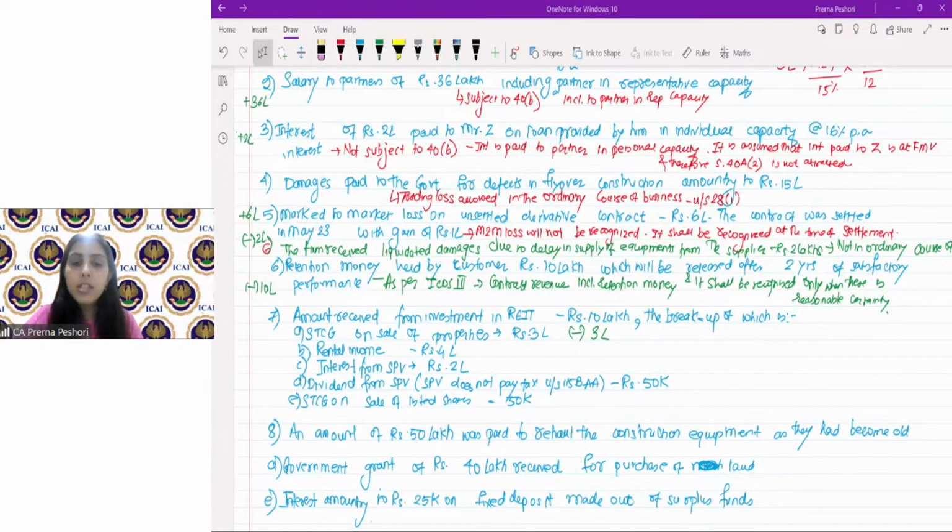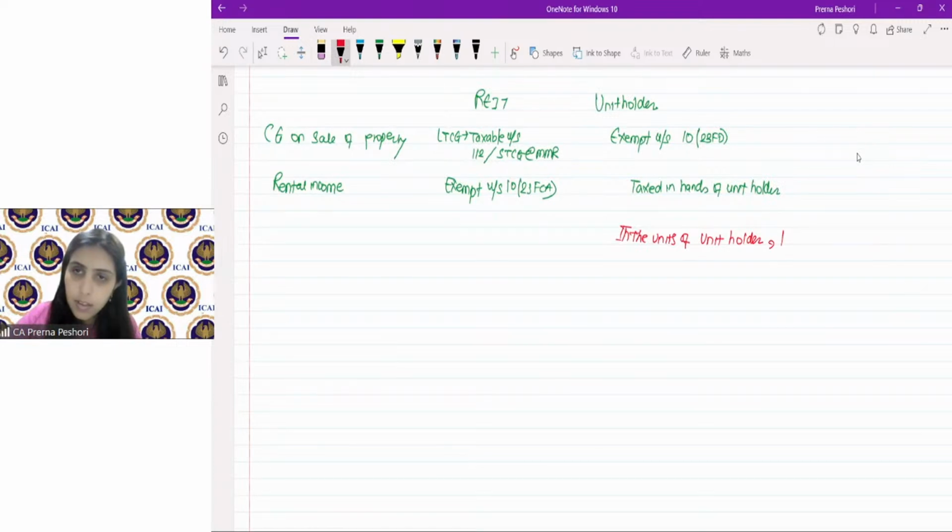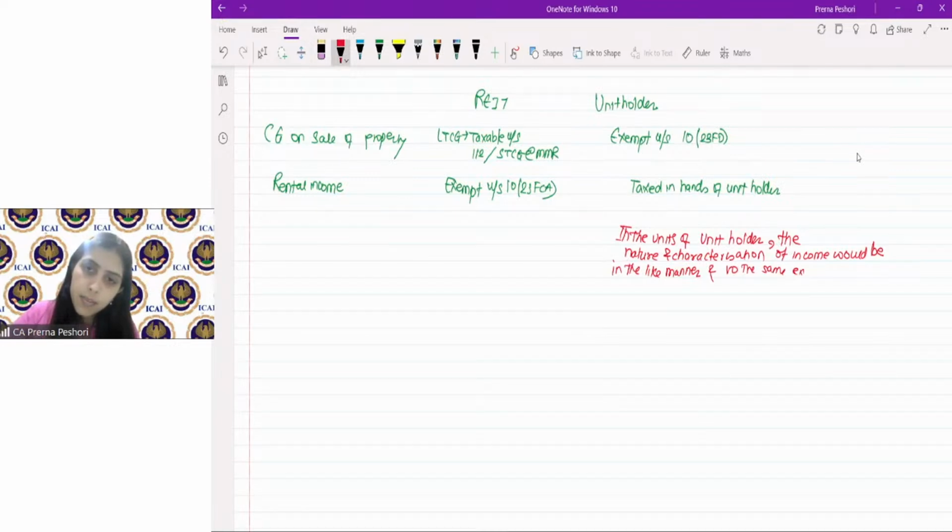So just write down here. Rental income in the hands of the unit holder, the nature and characterization of income would be in the like manner and to the same extent as that in the hands of the REIT.